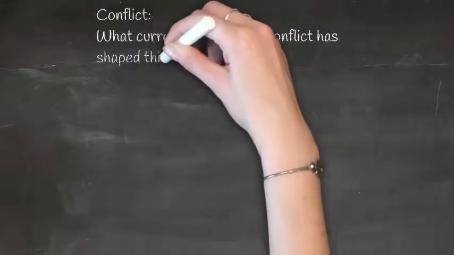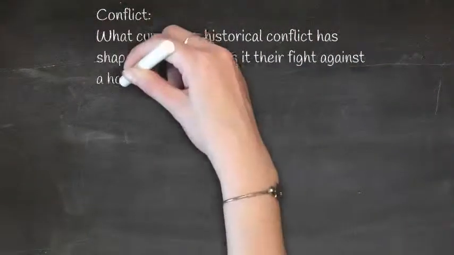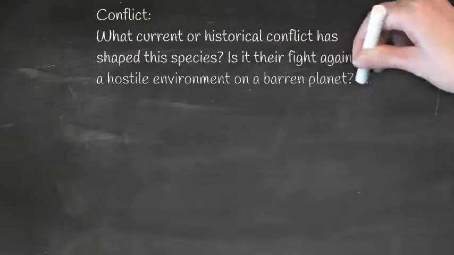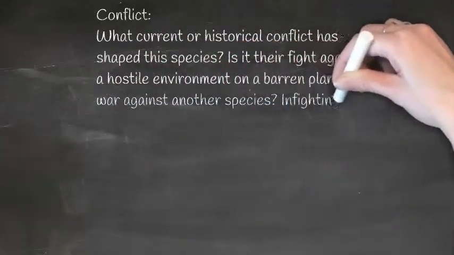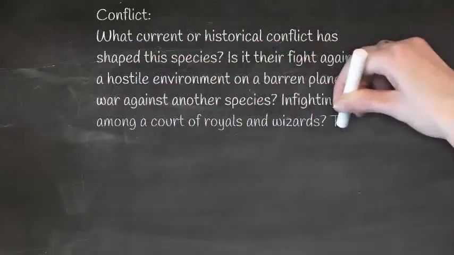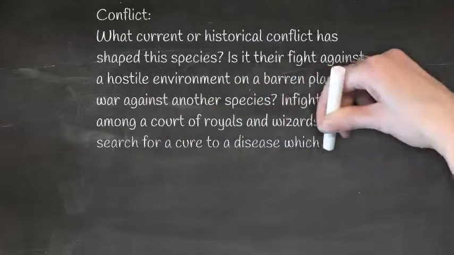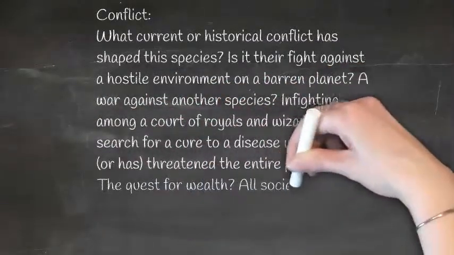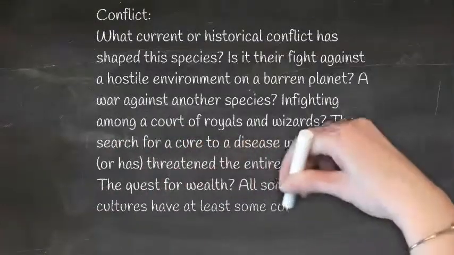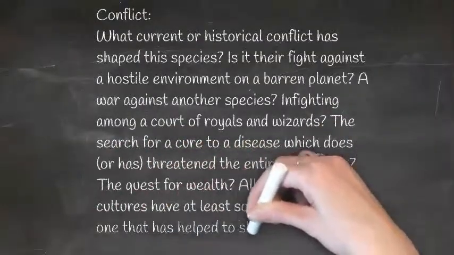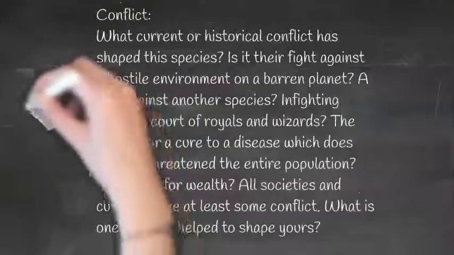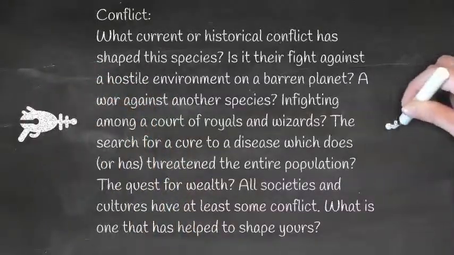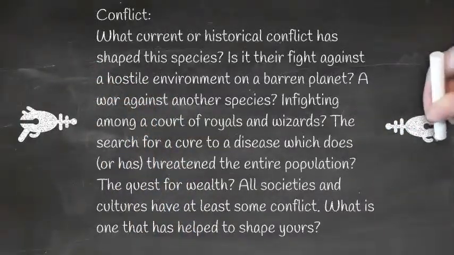Conflict. What current or historical conflict has shaped this species? Is it their fight against a hostile environment on a barren planet, a war against another species, infighting among a court of wizards and kings, the search for a cure to a disease which does or has threatened the entire population, the quest for wealth? All societies and cultures have at least some conflict. What is the one that helped to shape yours?